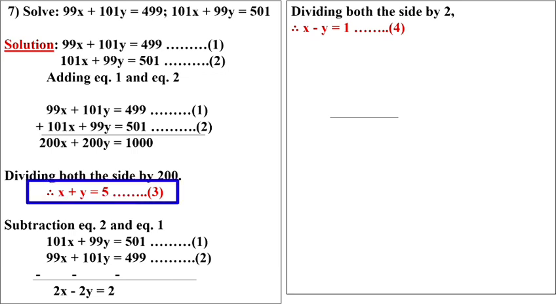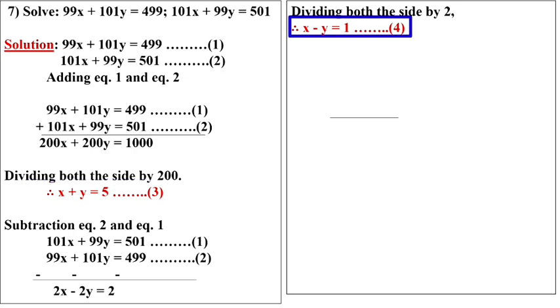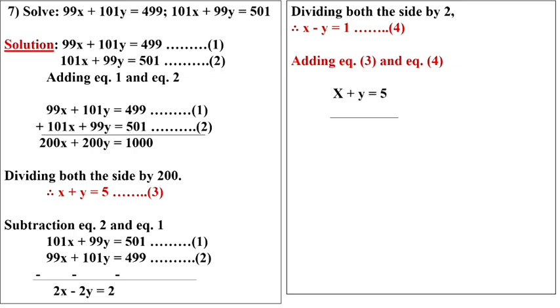So we have equation number 3, x plus y equal to 5, and equation number 4, x minus y equal to 1. Adding equation 3 and equation 4, the y terms cancel, and we get 2x equal to 5 plus 1, which is 6. Now 2 goes to the right side and becomes divide. 2 ones are 2, 2 threes are 6. So the value of x is 3.